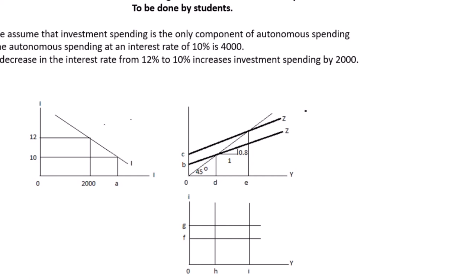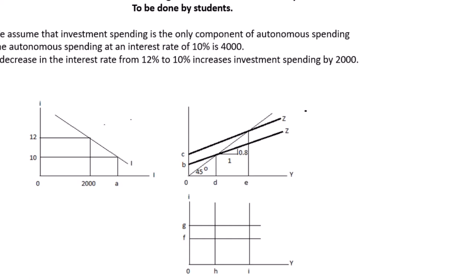So what will F be, straight away, before you even calculate? What will F be? 10%. You can see there in the first diagram. What is G? G is 12%. Now calculate H for me. H and I. Start with H. H is the same value as D.